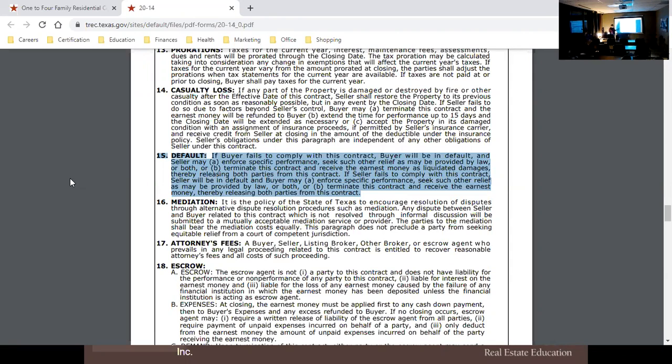Again, if we continue reading, if the seller fails to comply with this contract, the seller will be in default, and the buyer may enforce specific performance, seek such other relief as may be provided by law, or both, and terminate the contract and receive earnest money, thereby releasing both parties from this contract. It goes both ways.